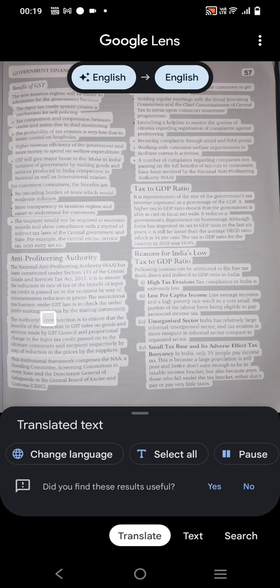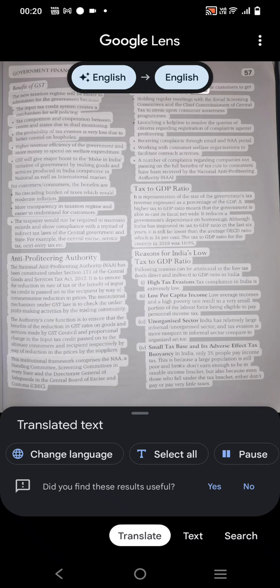The authority's core function is to ensure that the benefits of the reduction in GST rates on goods and services made by the GST Council and proportional change in the input tax credit are passed on to the ultimate consumers and recipients respectively by way of reduction in the prices by the suppliers. This institutional framework comprises the NAA, a standing committee, screening committees in every state and the Directorate General of Safeguards in the Central Board of Excise and Customs, CBEC.